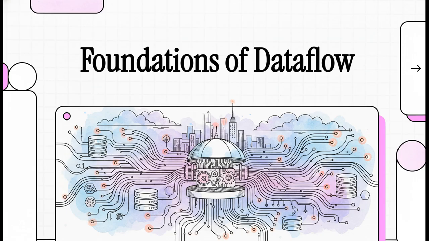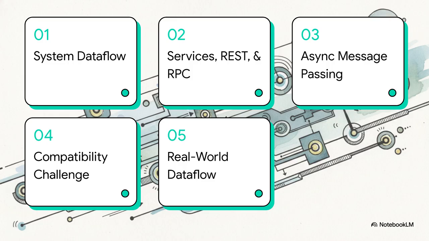If you've ever wondered how large-scale distributed systems keep all their moving parts coordinated without just, well, collapsing into total chaos, you are in exactly the right place. We're going to unpack the foundational principles of data flow, serialization, and exactly how these massive systems evolve without breaking. Okay, let's dive right into this.